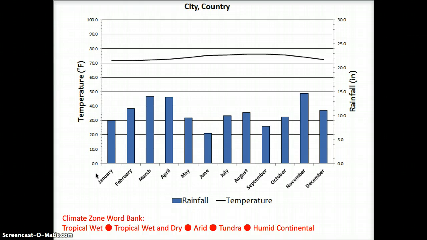So, let me assess you on your ability to use this information. First, what month gets the most rainfall at this location? To figure that out, we're going to have to look at the key. Notice that the temperature in a climate graph is shown with a line, whereas the rainfall or precipitation is shown with bars. So back to my question. The month with the most precipitation then is November, with almost 15 inches of rainfall. The month with the least amount of precipitation then is June, with just above 6 inches.